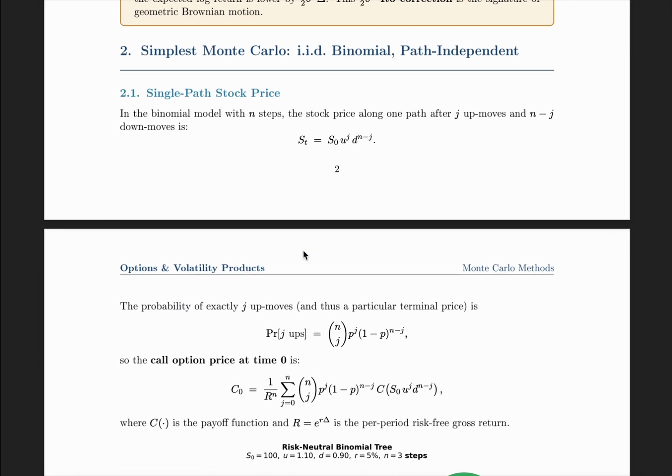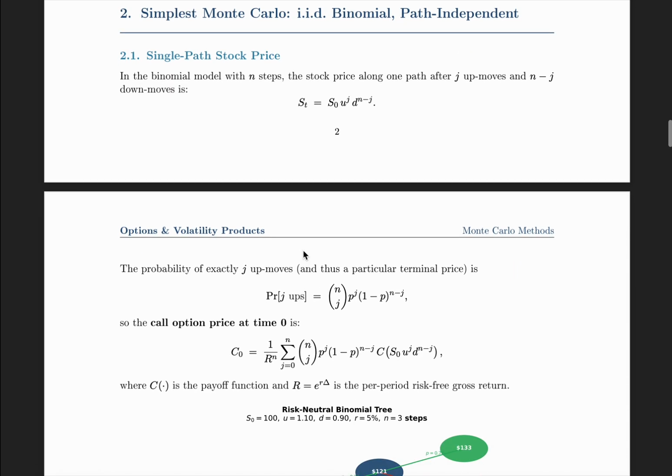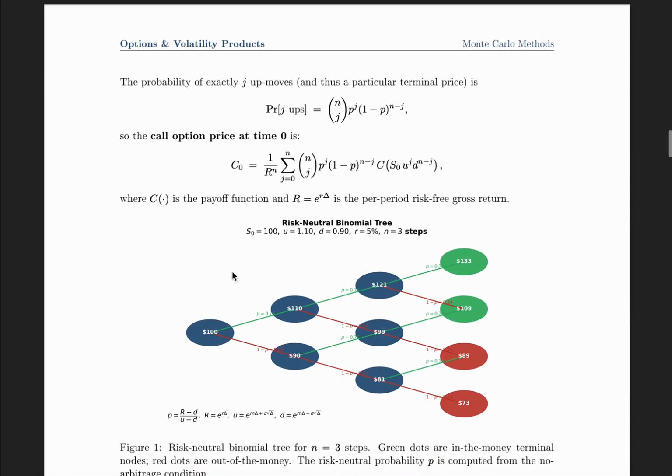And I think a very good framework that we can begin with to visualize options prices, and in particular in the context of Monte Carlo, is to think of it in terms of a binomial tree. So I created this visualizer that you can see here, right?